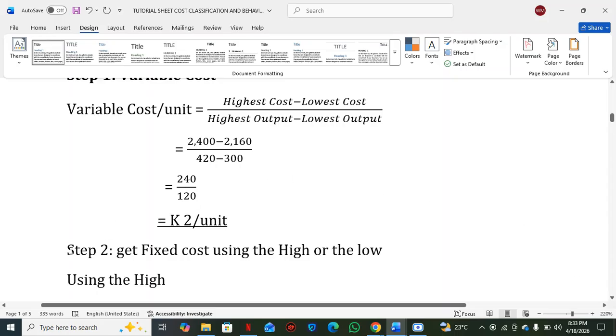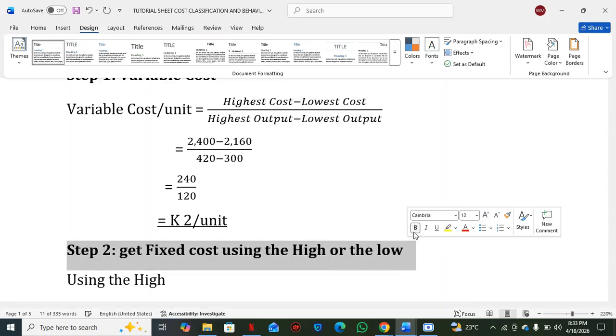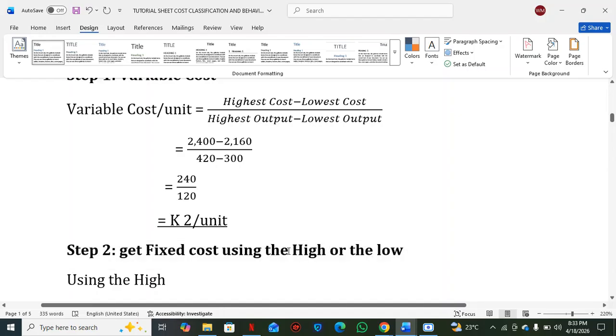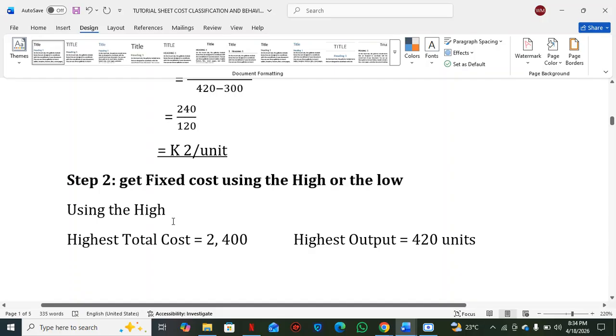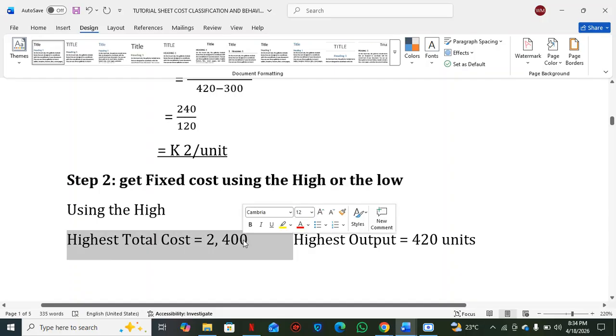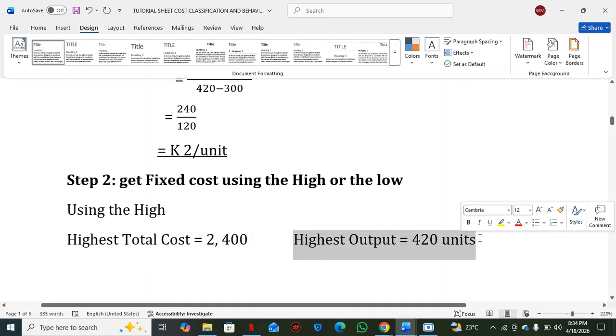Next is step two. We need to get our fixed costs. This is where you're going to use either the high, which just means use the highest cost and the highest output, or you can use the low, which is the lowest cost and the lowest output. It's up to you to choose, colleagues. They will never tell you use the high, use the low. So if we use the high, we're going to use the highest total cost, which was 2,400, and the highest output, which is 420 units.